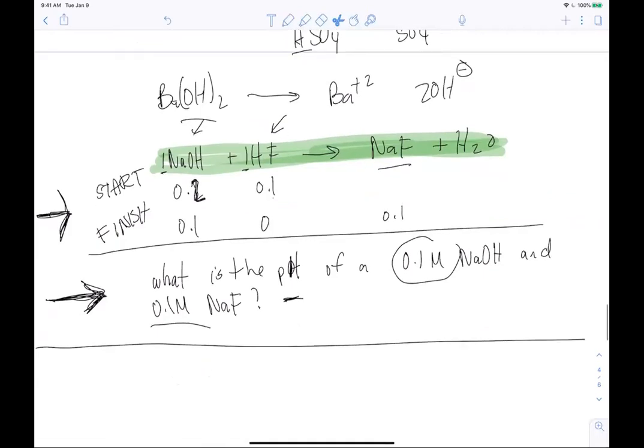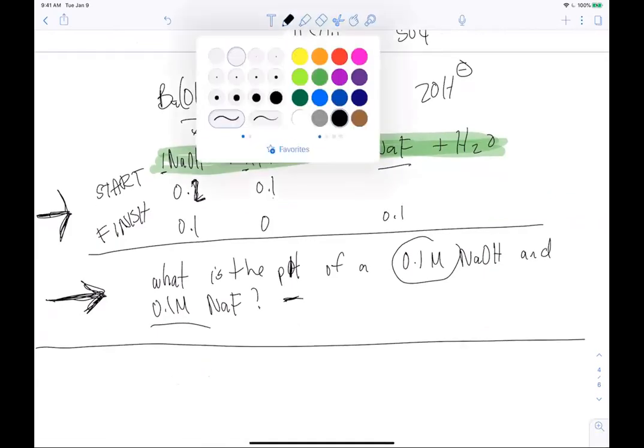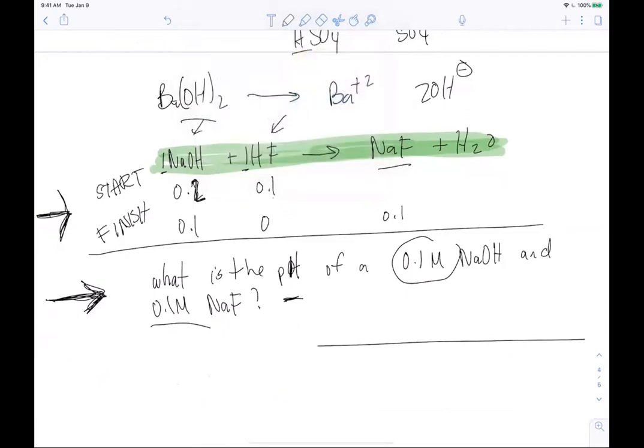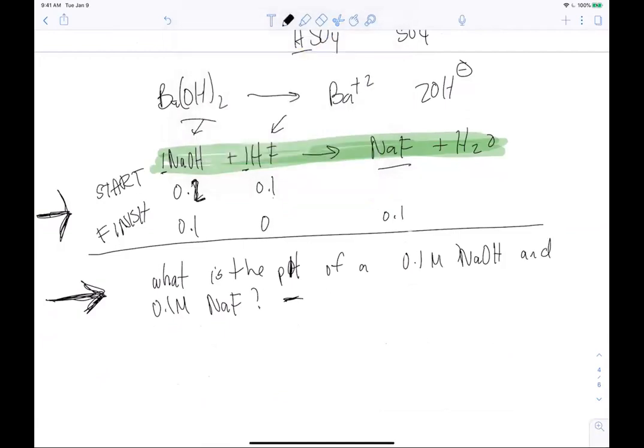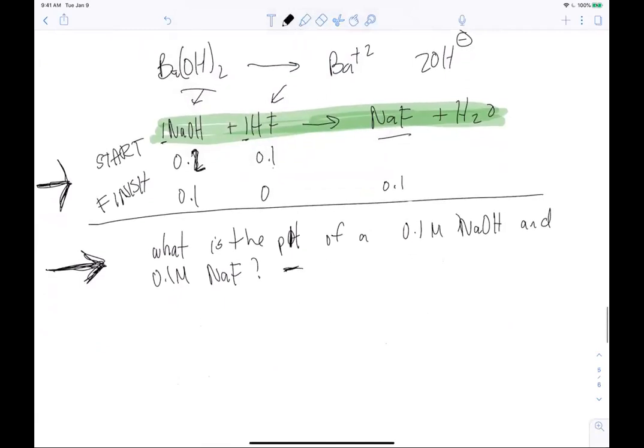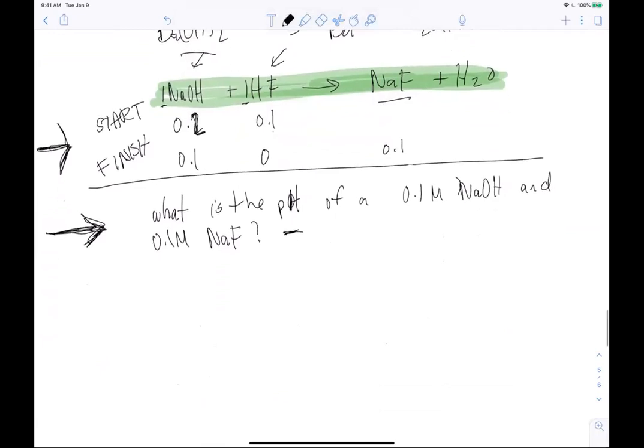Here we've worked through the first part of the problem, which is just working out the neutralization part. And now we're asking, what is the pH of a 0.1 molar solution of sodium hydroxide and 0.1 molar sodium fluoride? There's a couple of ways to think about this. One is you can think about these two things individually. That's probably the right way to think about it, and think about what their contributions are to the pH.